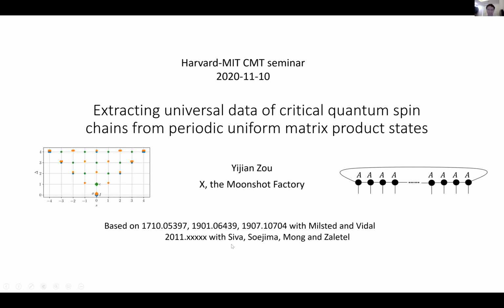He already says everything that I want to say: I use periodic uniform matrix product states to extract universal data of critical quantum spin chains.